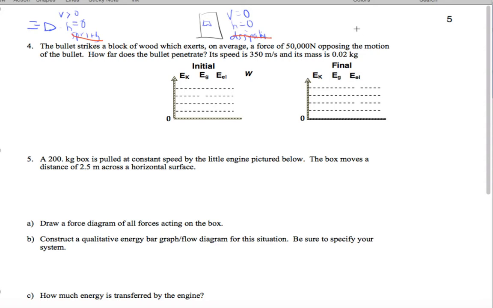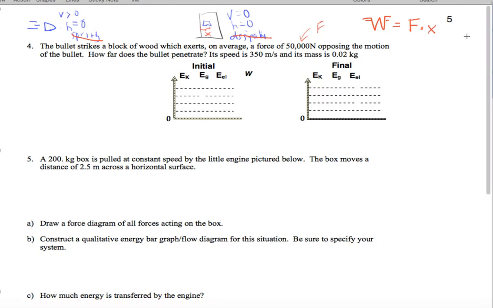So here's what they're asking us. They want to know how deep the bullet goes into the block. So they want to know this x here. Now if you notice, they give us a force F. So I'm going to tell you right now, we need to deal with the work idea. So work, I'll give it a Wonder Woman W, work, is going to be force times the distance we move through.